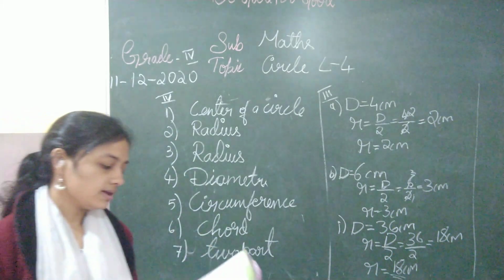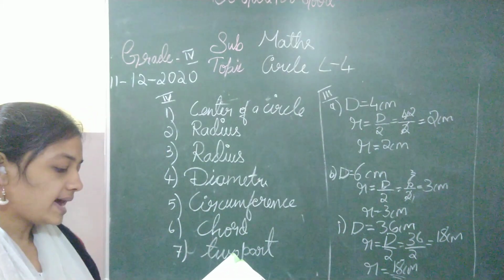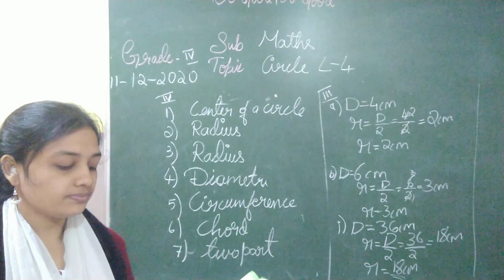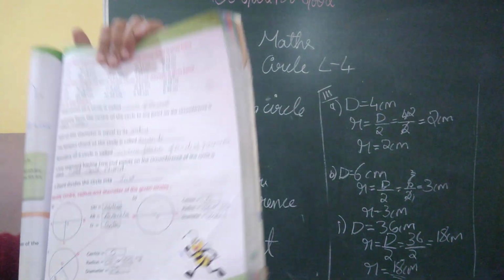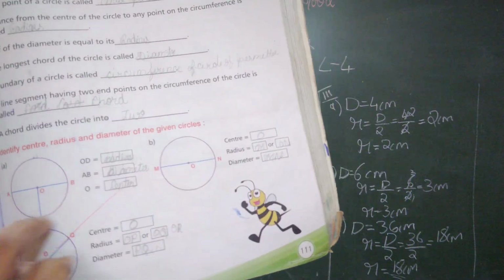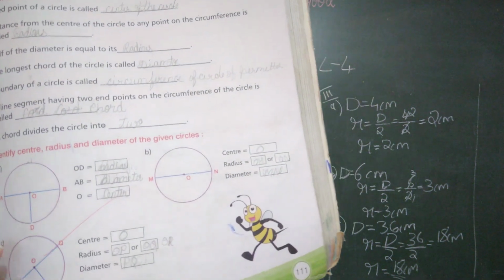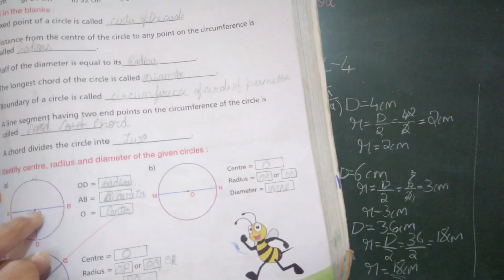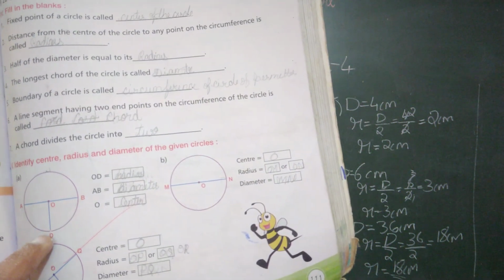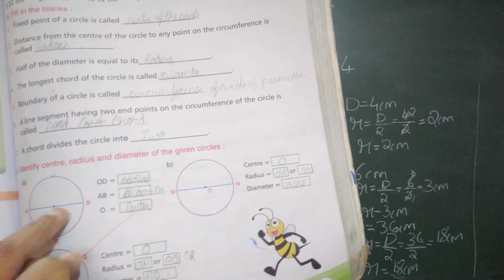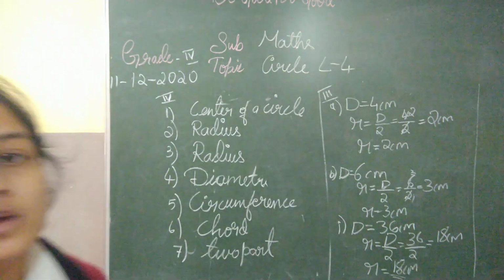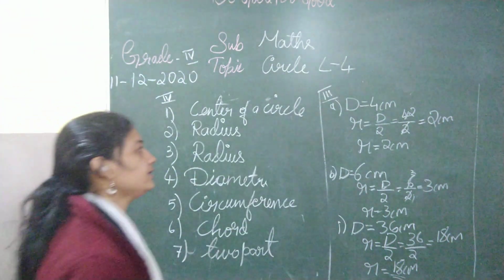Now let's go for the fifth main. Identify center, radius and diameter of the circle. So they have given you here, children, this is the circle and they have given the names for the lines here. What is OD? O and D. It is joining one point of the circle and the center. So this will be radius. So you should write radius. Okay, so I'll be writing the answers on the board. Please copy it.